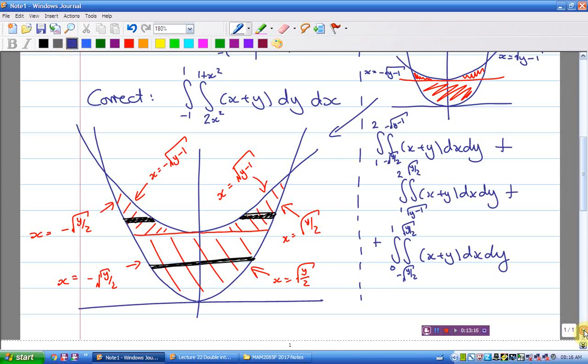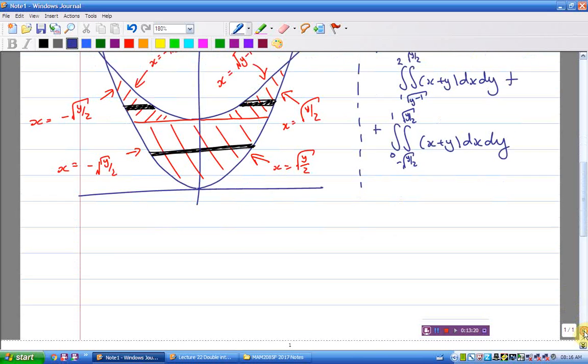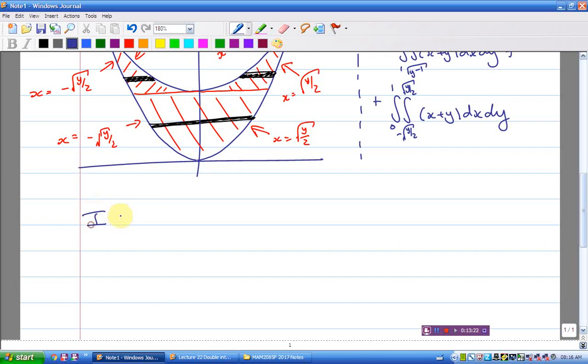Okay, I'm going to solve this problem using y first. So my integral, which I'm just going to call I, is integral x plus y dy dx, where y goes from 2x squared, in other words y equals 2x squared, to y equals 1 plus x squared, for values of x that go from minus 1 to 1.